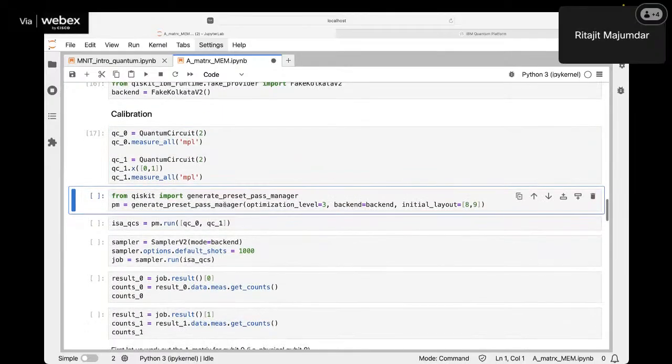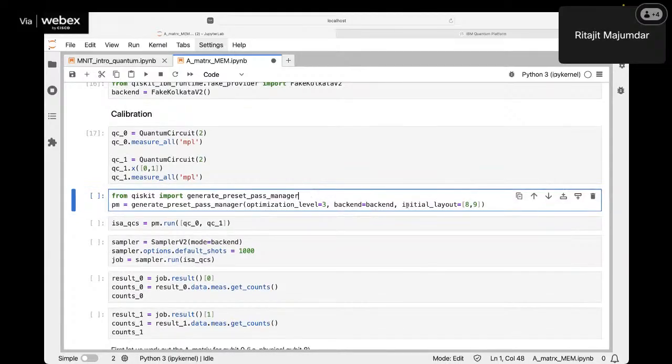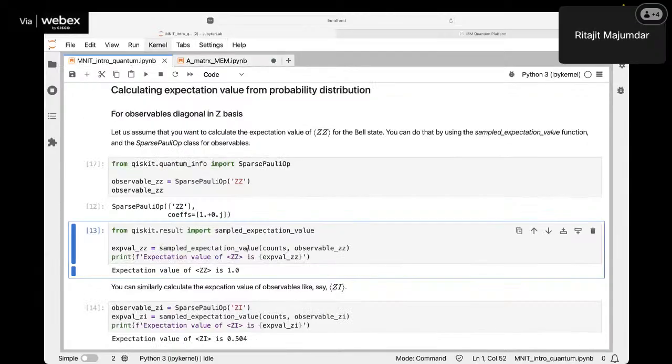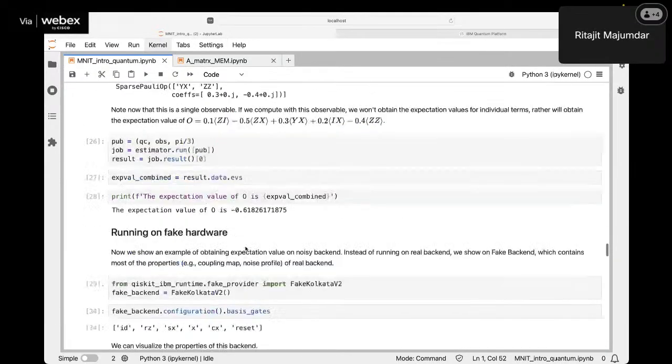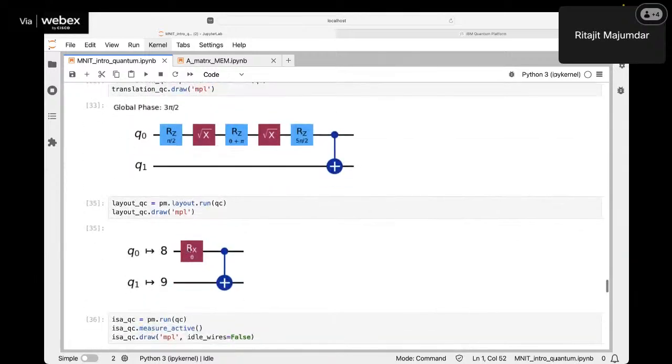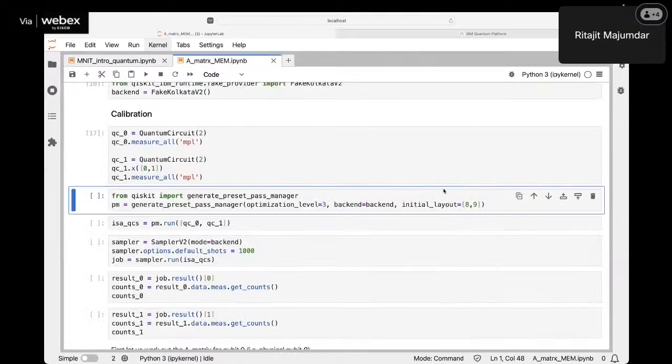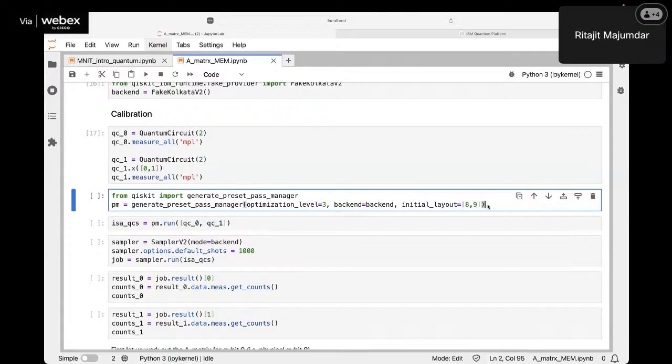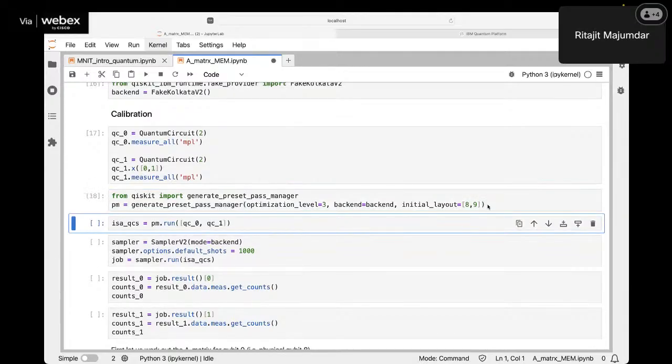So again, I'll run the generate preset pass manager. I have just set the initial layout. So you can give your own initial layout when you transpile. And previously we have seen that they are using initial layout 8 and 9. I have just given the same initial layout here. You can avoid also giving that. The reason I have given is that these are heuristic algorithms, so sometimes maybe it can change also. I don't want it to change. So that's why.